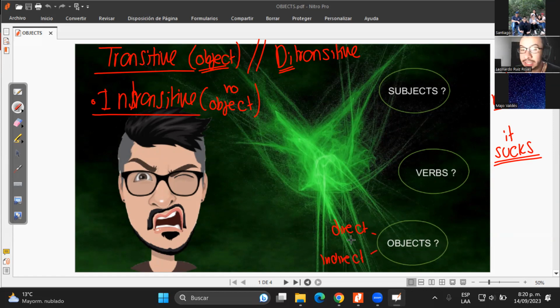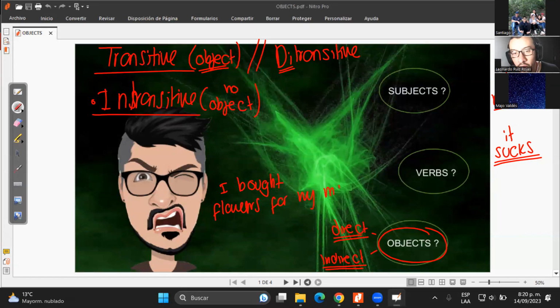Ready? The difference is that the direct object is the one that directly receives the action. And the indirect object is another person who is going to receive the direct object. For example, "I bought flowers for my mom." Who do you think is the subject? Well, of course, it's me. I am the subject, ready? And of course, the action, the verb, is "bought." Then we have flowers for my mom.